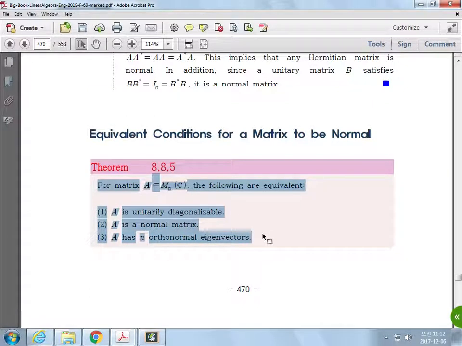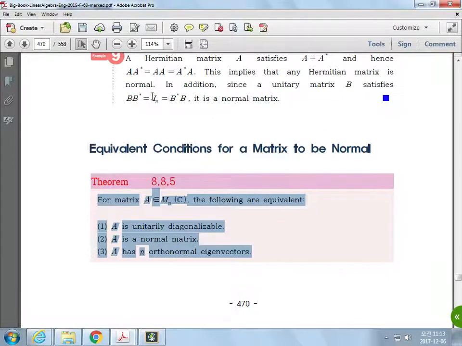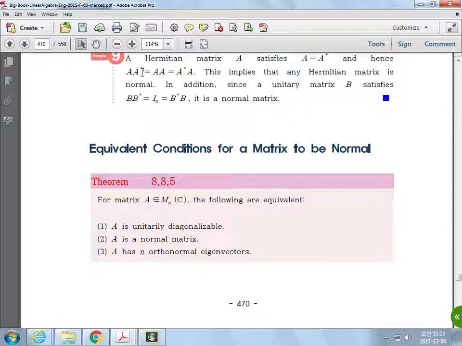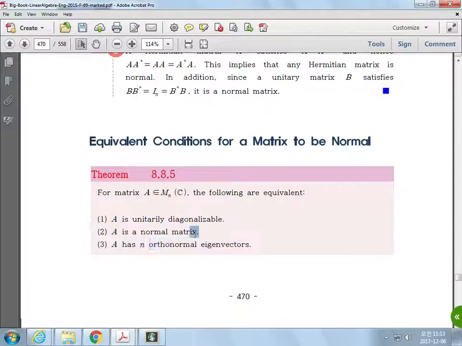So if you want to have a unitarily diagonalizable matrix, all you have to do is find A star and multiply A star on A, then check whether A star A is equal to A A star. You can easily check. If they are the same, then you can say it is unitarily diagonalizable. Then you can think of a diagonal matrix. Done. And it has n orthonormal eigenvectors, which are the column vectors of that unitary matrix U. That's it. Checking whether it is a normal matrix is very easy, but it is powerful.